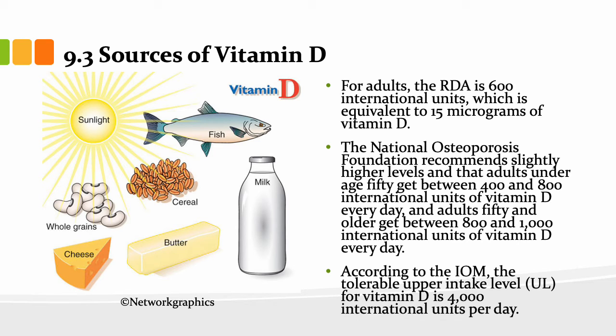One thing to note is that the National Osteoporosis Foundation recommends slightly higher levels, and that adults under the age of 50 should get between 400 and 800 IUs of vitamin D per day, and adults 50 and older should get between 800 and 1,000 IUs of vitamin D per day. According to the IOM, the UL for vitamin D is 4,000 IUs per day.